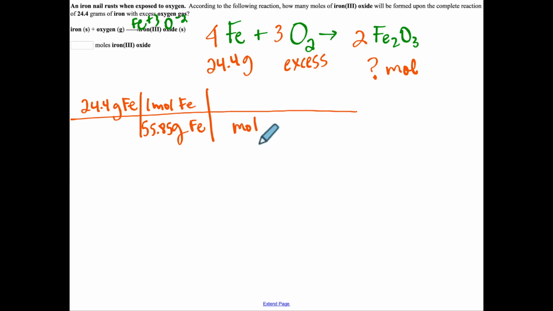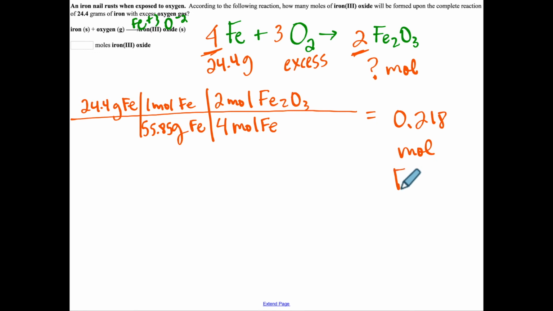And then now we do a mole ratio. So we have moles of iron, which cancels here, and there are 4, so we put a 4 down here. We want to get to moles of iron 3 oxide, so we put 2 moles of Fe2O3 up here. And because we're looking for moles of iron 3 oxide, we are done. We type that in, and we get 0.218 moles of Fe2O3.